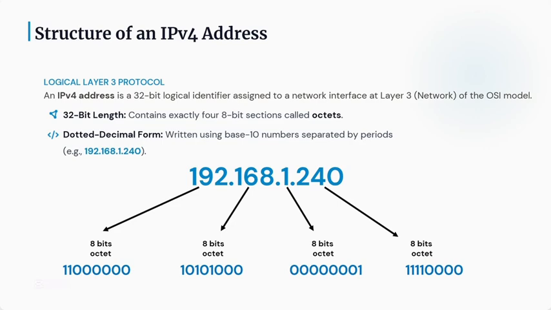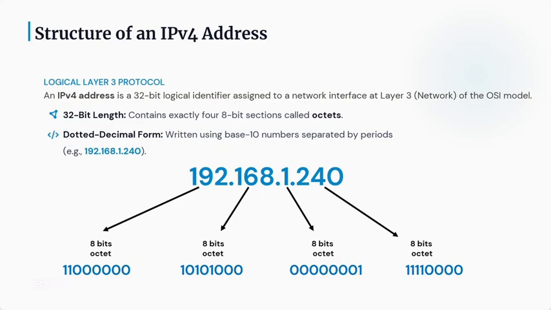Now let's apply this to an actual IPv4 address. At layer 3 of the OSI model, an IPv4 address is a 32-bit logical identifier assigned to a network interface. This 32-bit length is divided into exactly 4 8-bit sections called octets. For human convenience, we write it in dotted decimal form, like 192.168.1.240.